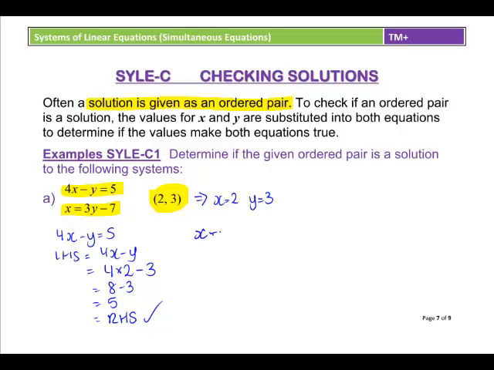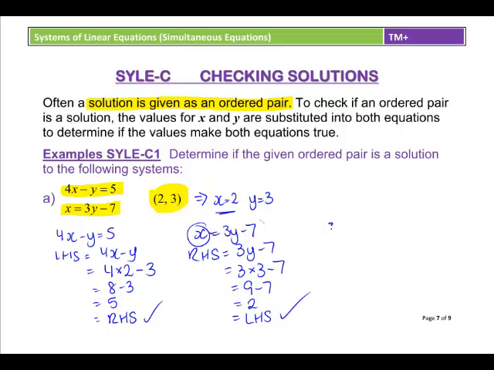Now we look at the next equation, x equals 3y minus 7. Okay, now the x is on its own on the left hand side, and my main equation's on the right, so I'll look at the right hand side to start with. 3y minus 7, so 3 times 3 minus 7, 9 minus 7 is 2. Now my left hand side was x, which is 2, so that equals my left hand side, so that works. So therefore 2, 3 is a solution to the system. And we're done.